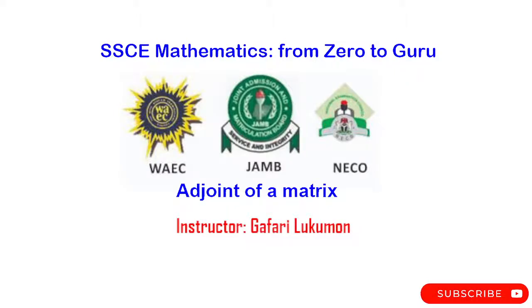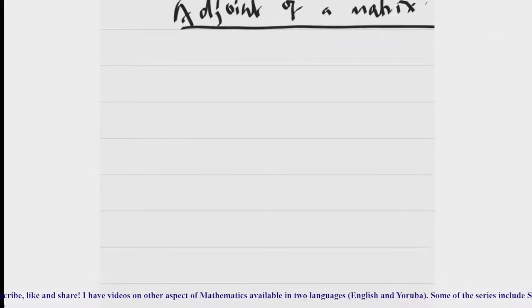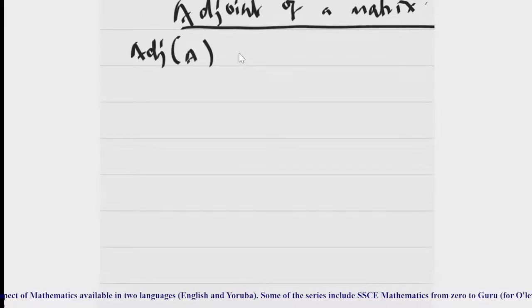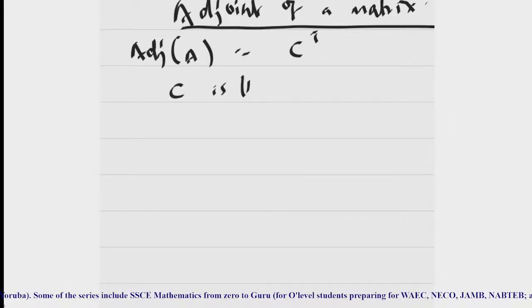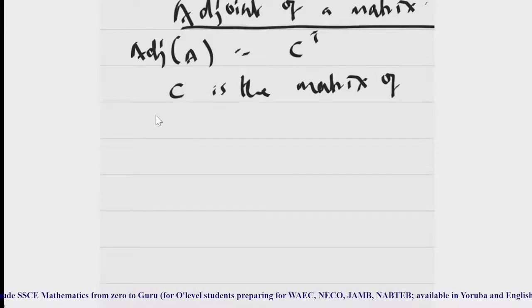Hi guys, welcome back. In this video, I will explain how you can find an adjoint of a matrix. An adjoint of a matrix A is denoted by adj A. So what is adj A? It is the transpose of the matrix of the cofactor. So it's C transpose, where C is the matrix of the cofactor.